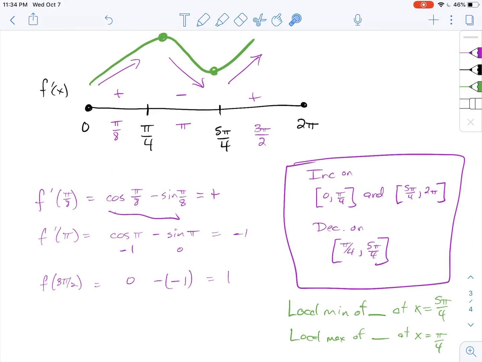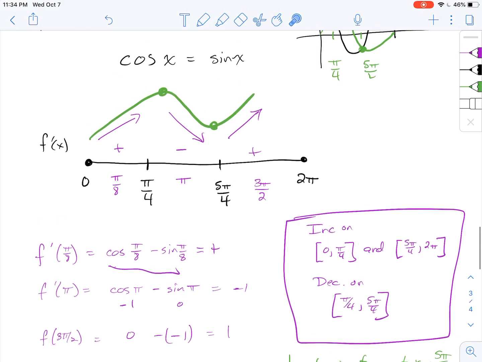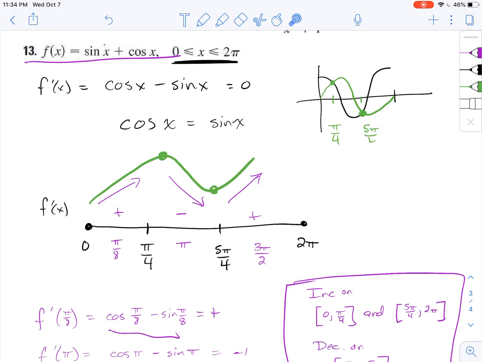All right, and to do the concavity, we would basically do all of this stuff again, except instead of using f prime, we would use f double prime. And f double prime would tell us the concavity.